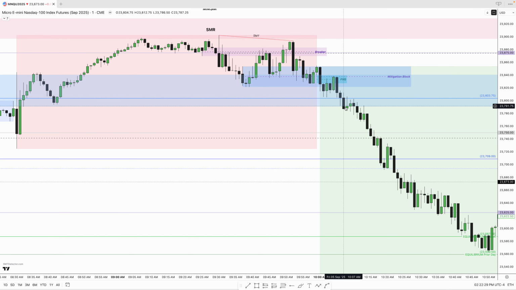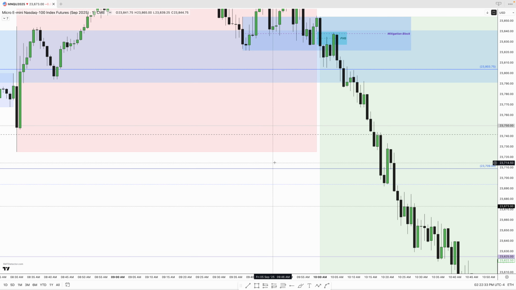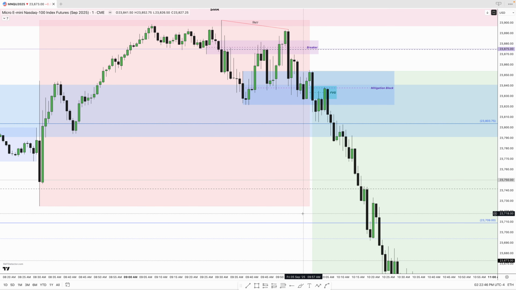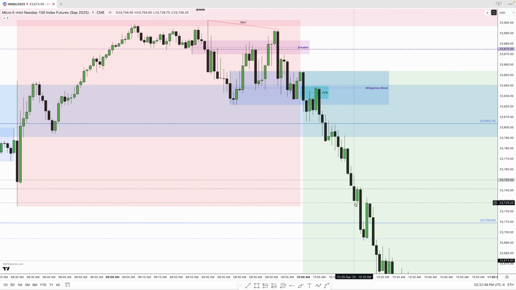So entry here, price runs lower and just does exactly what I expected. Take out that low, take out previous 90-minute cycle low. Profit was taken here at 1020. I was going to hold for a longer run, but I didn't want to lose any money on that trade, so I just took profit there at the original consolidation.